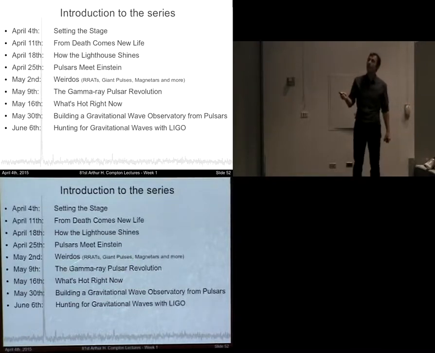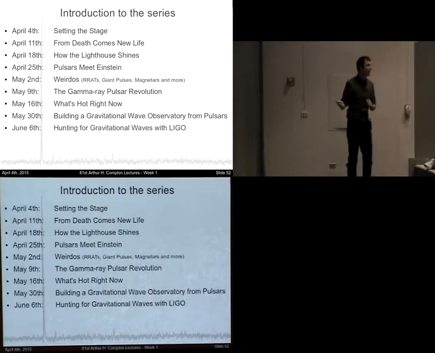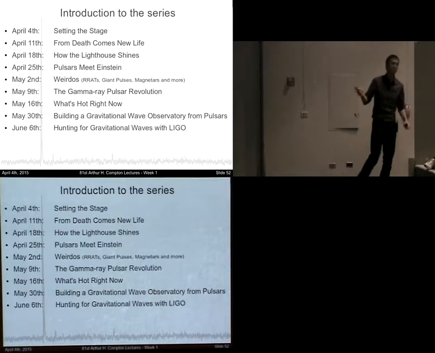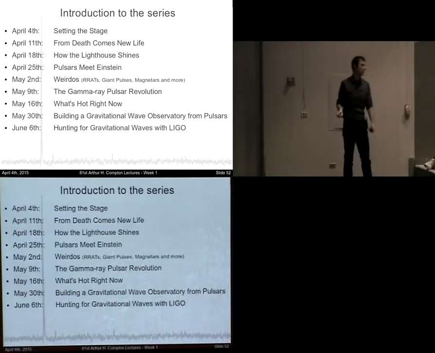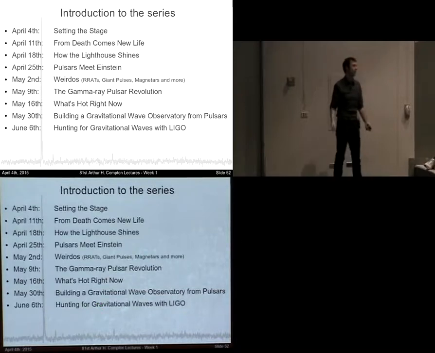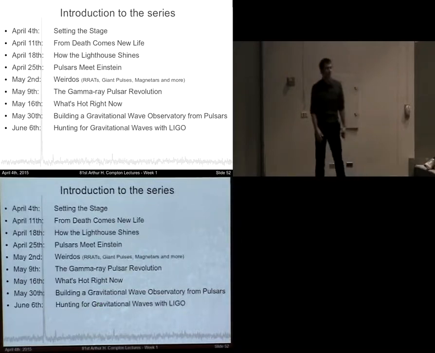On May 9th, I'm going to talk about the work that I do, which is on gamma ray pulsars. Then on the 16th, I'm not exactly sure what I'm going to tell you, but it's going to contain certainly what's hot right now. What is the pulsar community talking about right now? Then we're going to talk about building a gravitational wave observatory from pulsars. And then the last lecture is going to be hoping for gravitational waves with an instrument called LIGO. So thank you very much.